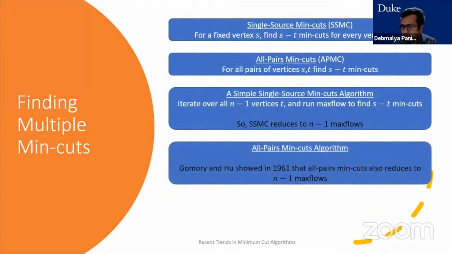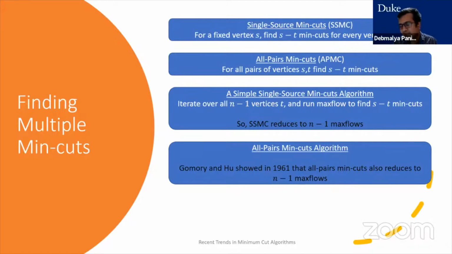Now, interestingly, all pairs min cuts does not have this naive reduction, because in principle you're looking for n choose 2 min cuts here. But there's a beautiful result by Gomory and Hu, one of the classic results in combinatorial optimization. They showed 60 years ago that, in fact, the all pairs min cuts problem also reduces to n-1 max flows. I won't be giving you the details of how this algorithm works, but if you're interested, it's a beautiful algorithm. You should go and look it up.